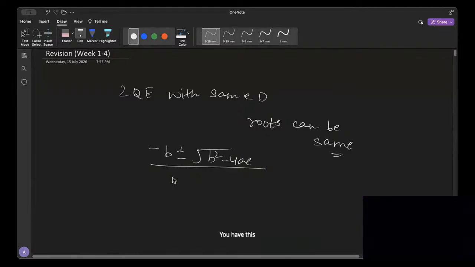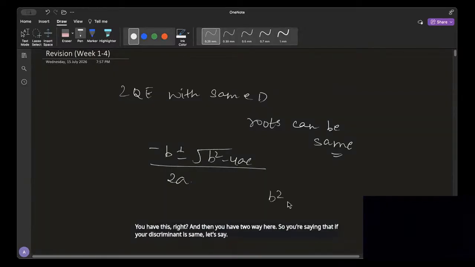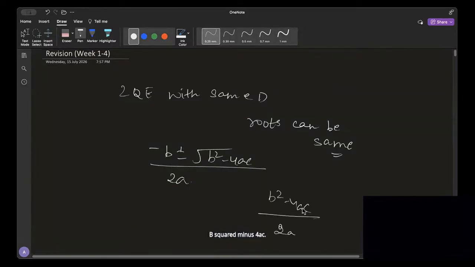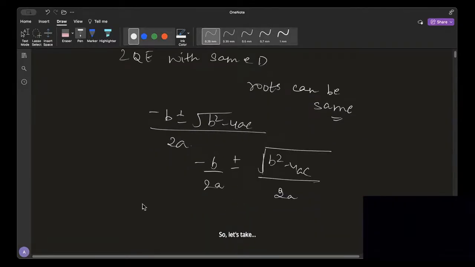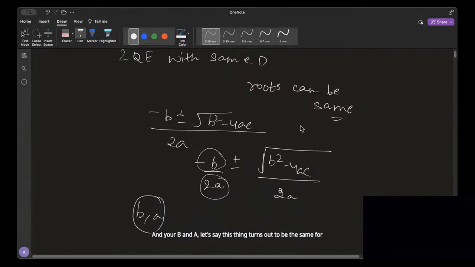You have this, right? And then you have 2a here. So you're saying that if your discriminant is same, let's say b square minus 4ac by 2a. This is a different thing, and then you have here minus b by 2a. So let's take, for the discriminant thing, you need b square minus 4a. It involves two things here, right? Minus b and a. It involves b and a both. And let's say this thing turns out to be the same for both equations, this entire thing, b square minus 4ac.